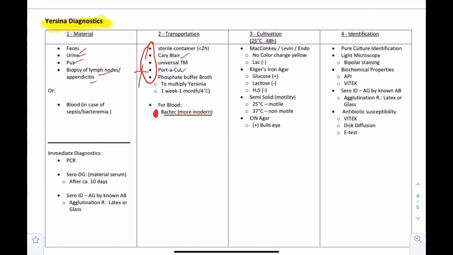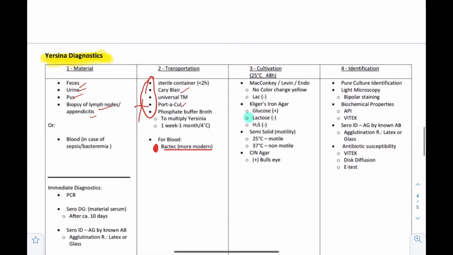And here again, Yersinia does not ferment lactose. So again, the identification is the same. So this is the diagnostic process.